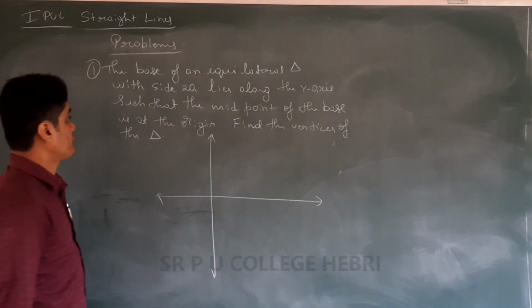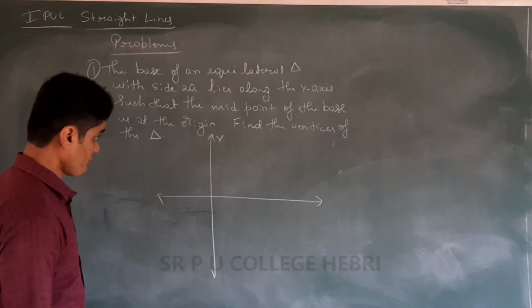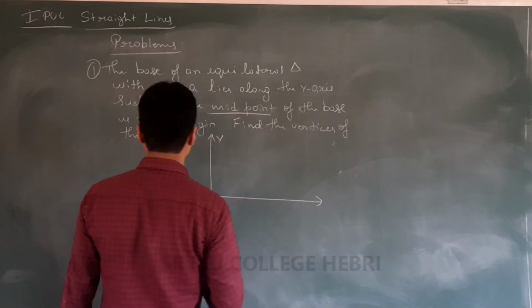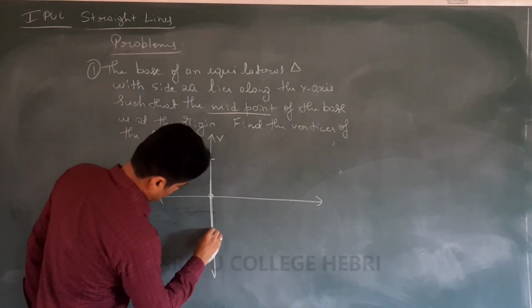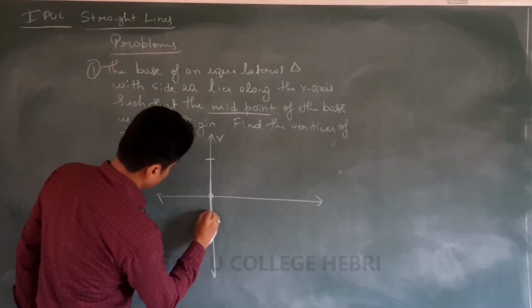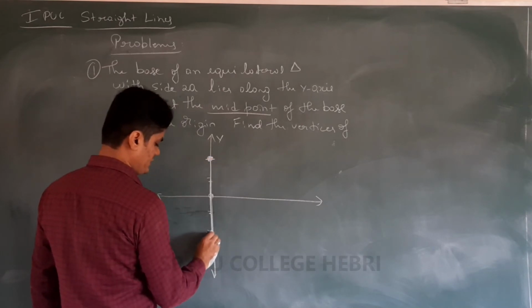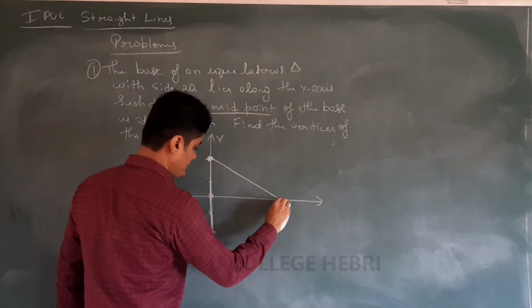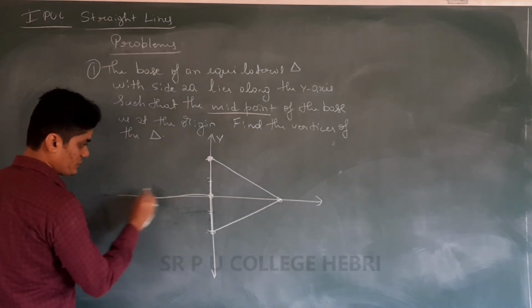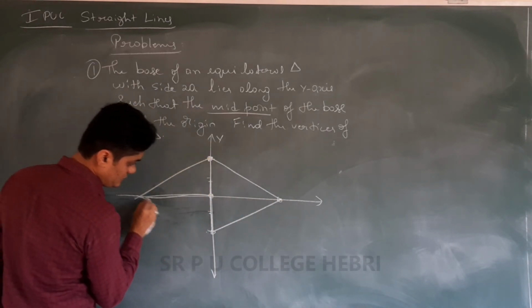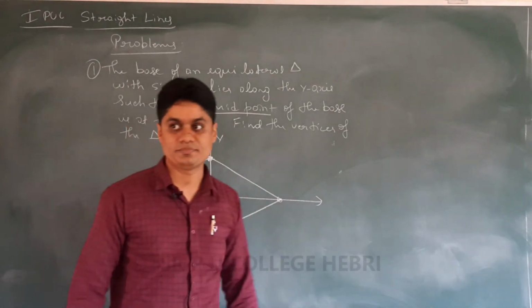So the base of an equilateral triangle with the side 2a lies along the y-axis, such that the midpoint of the base is at the origin. So this is the base, and this distance must be the same. This is one vertex, no doubt in that. This is another vertex. So where must the third vertex be? It can be on this side or on that side, so maybe you will get two triangles. This is the two possibilities. We are just guessing; first we have to guess that it can come like this.